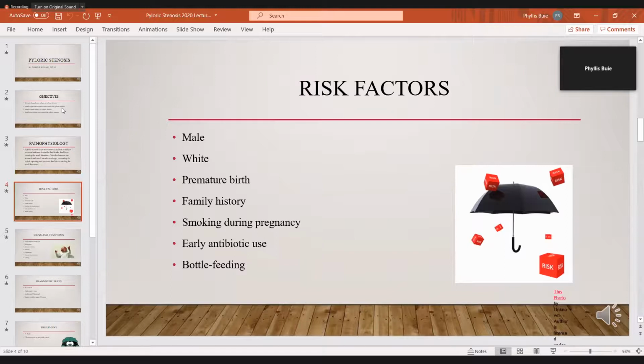Let's talk a little bit about some of the risk factors. Males are more likely to develop this condition than females are, especially firstborn children. Pyloric stenosis is more common in whites of Northern European ancestry, and it's less common in African Americans and Asians. Pyloric stenosis is more common in babies that are born prematurely than in full-term infants.